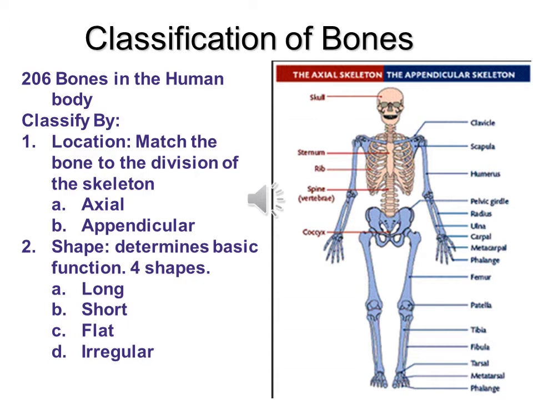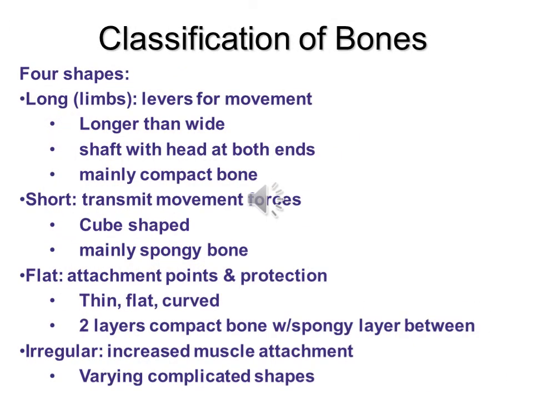We can also classify the bones by shape. So shape is actually going to determine function, and we have four general shapes. We have long, short, flat, and irregular bones, and we're going to talk in more detail on the next slide about these. On the next slide, you'll get to see a picture of some examples of these four shapes and where you might find them in the human body. But here we're going to discuss how you figure out what bone is what shape.